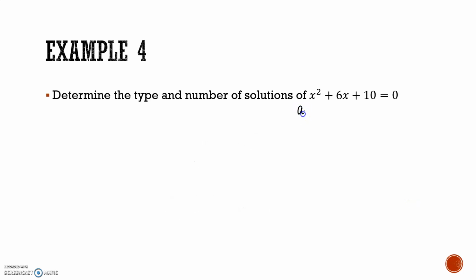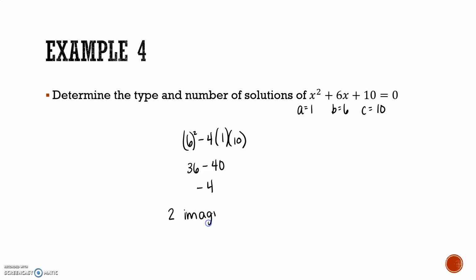Here, a is equal to 1, b is equal to 6, c is equal to 10. So I get b squared minus 4 times a times c. That's a 10. Sorry, that looks kind of like a 16. There we go. This would give me 36 minus 40, which is negative 4. So since it's a negative number, it means that there are two imaginary solutions.